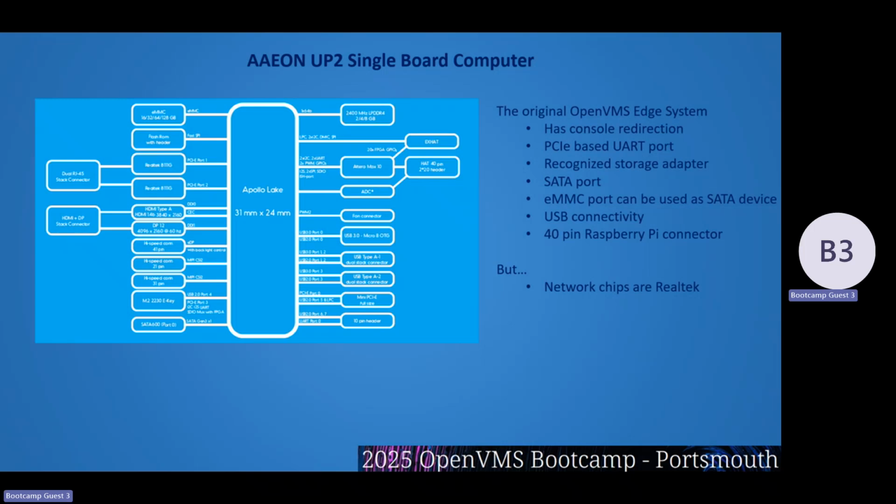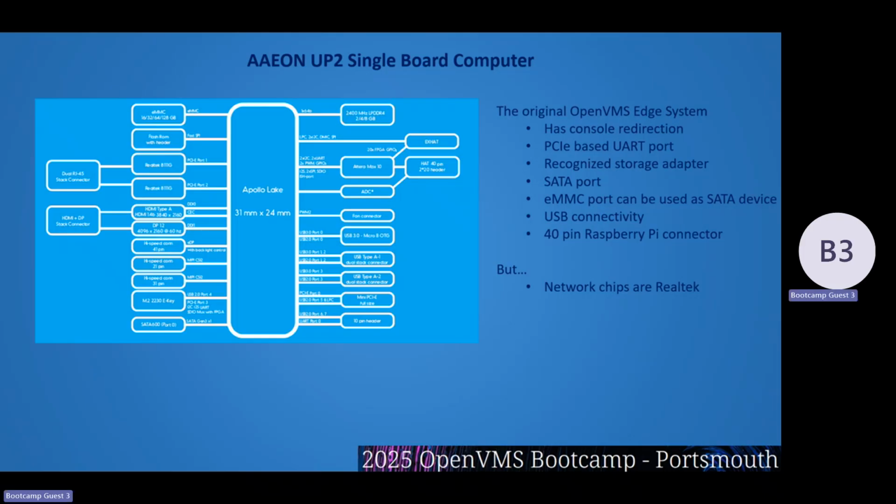OpenVMS doesn't have a Realtek device driver. At the time that this was being done, the UP2 was on its way out and it was going to be replaced. Oh, here it is. The UP2 Professional has the heatsink off. There's the system on a chip in the middle of it. This was the replacement to the UP2. This is the UP2 Professional.